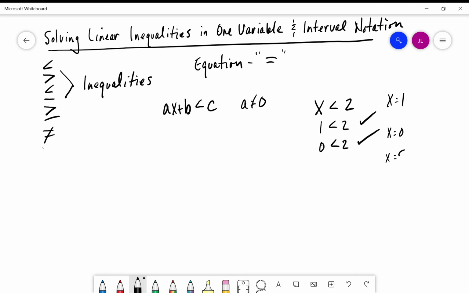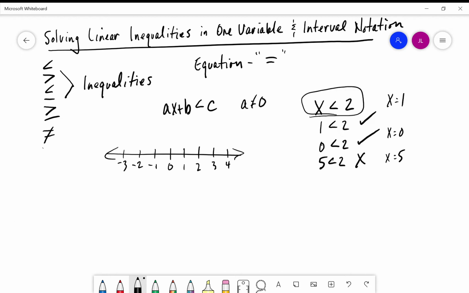What about when x is 5? Is 5 less than 2? Well, no, it's not. So that's a false statement. This is what we want to look at with regards to these inequalities: situations where we have true and false statements. We'll look at these a lot of times on number lines. So, for example, you remember the number line here. And we may have 0, 1, 2, 3, and 4, and here -1, -2, -3, etc.